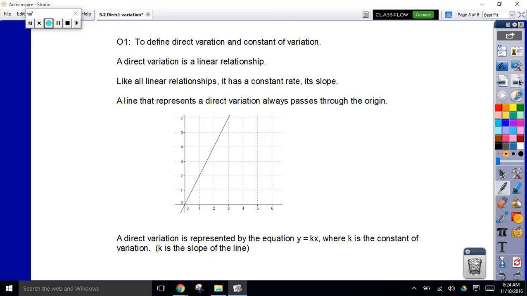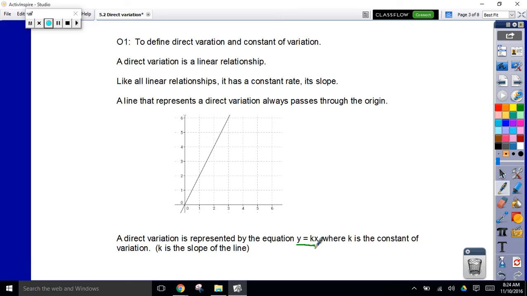So a direct variation is a linear relationship. So like all linear relationships, it has a constant rate, and that is its slope. And a line that represents direct variation always passes through the origin. A direct variation is represented by the equation y equals kx, where k is the constant of variation. And k is also the slope of the line.